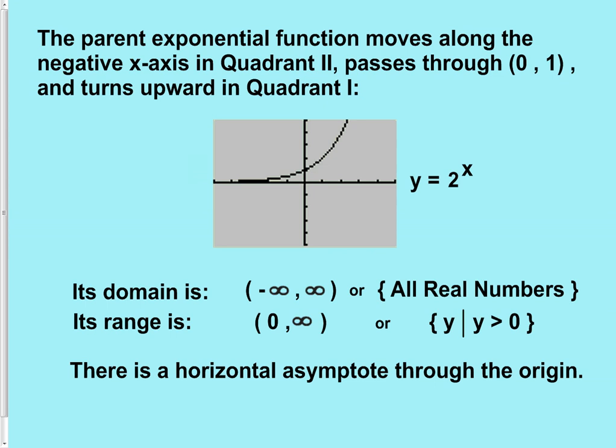Anyway, the parent exponential function moves along the negative x-axis in quadrant 2, passes through 1 on the y-axis, and then turns upwards in quadrant 1. And so we kind of started with a basic equation of y equals 2 to the x, but of course the base did not have to be a 2. As long as it was a positive value and was not a 1, then any base number that fit those qualifications could be considered the parent function. So this was the first graph we've really seen where the parent function could actually have some different appearances. We had grown accustomed to the parent function being one specific graph and only that graph.